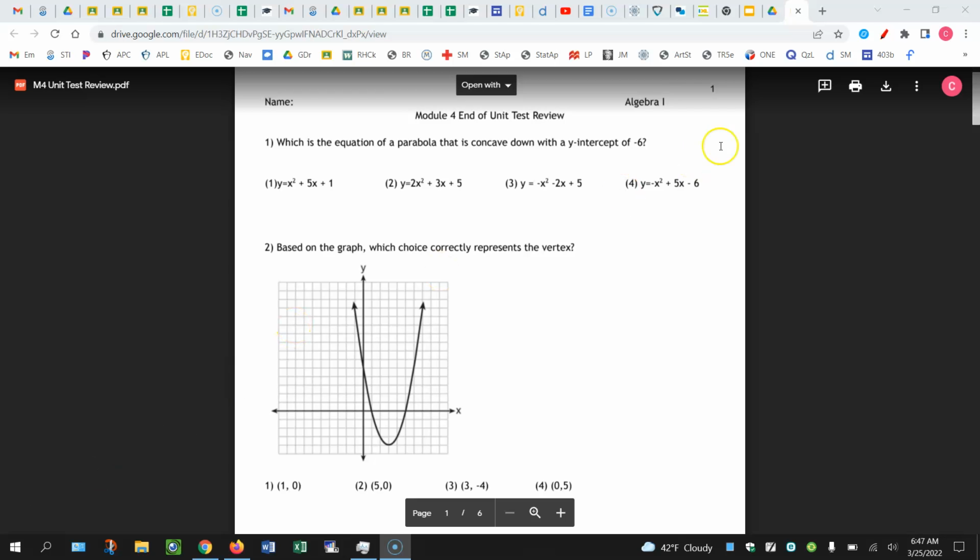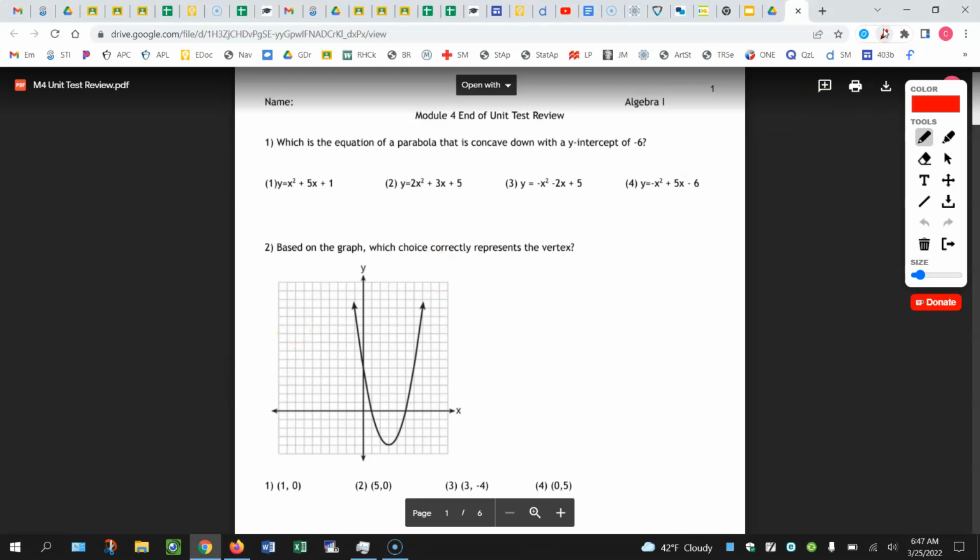All right. If we go over this first one here, concave down and a y-intercept of -6. So when we talk about these quadratic equations, they're going to be in this format: ax squared plus bx plus c. And what we're going to get from that is that c, the number just by itself without an x, is going to tell us the y-intercept. So you can see here, this has a y-intercept of 1, y-intercept of 5, y-intercept of 5, y-intercept of -6.